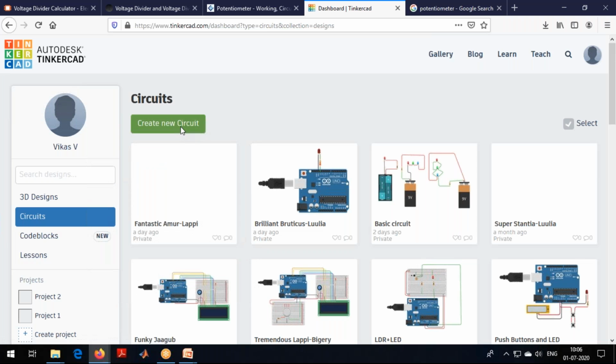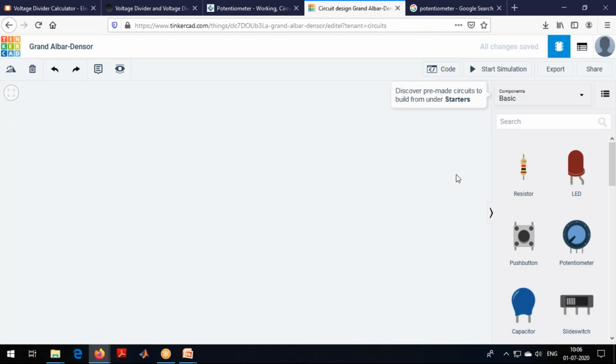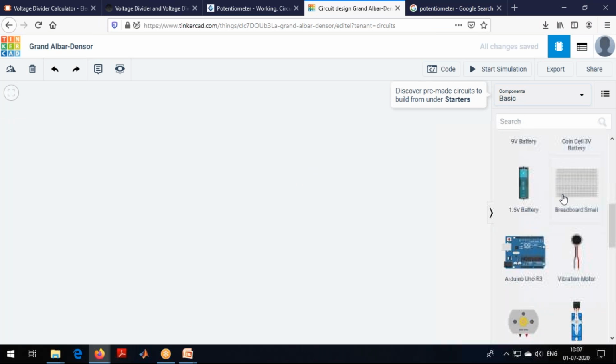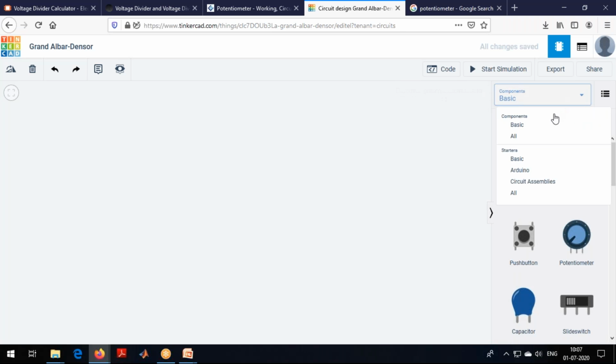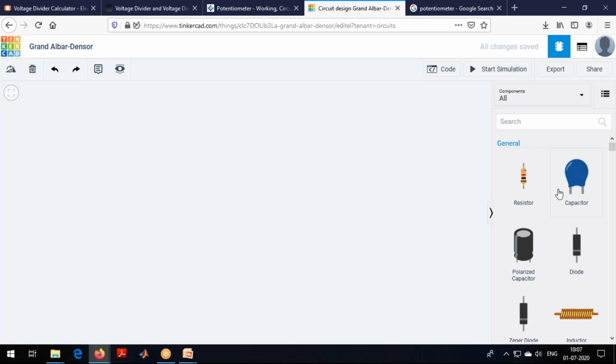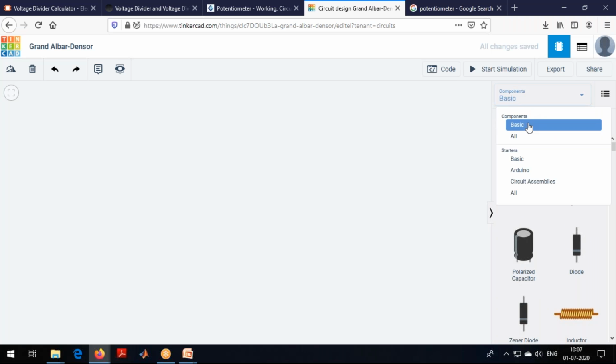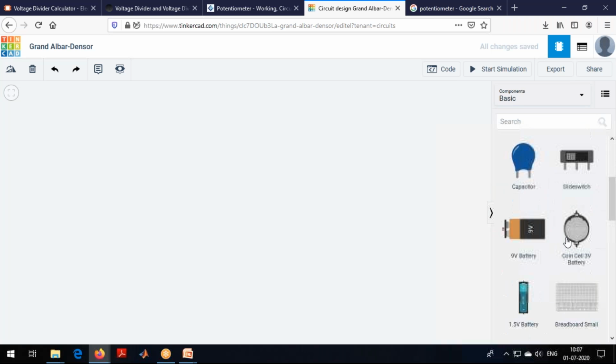Whenever we wish to create a circuit in Tinkercad, we will be clicking this create new circuit. Okay, I'm clicking that. In the day one lecture, we have seen the details about all these components, and we have also seen other components which are available over here. But right now we require basic components itself.